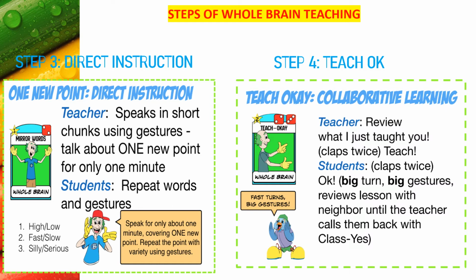Whatever they have learned in the first step, the direct instruction stage, they will repeat it. The teacher will clap twice and then say teach. Then the student will say okay and will speak whatever the teacher has taught them in the previous step.